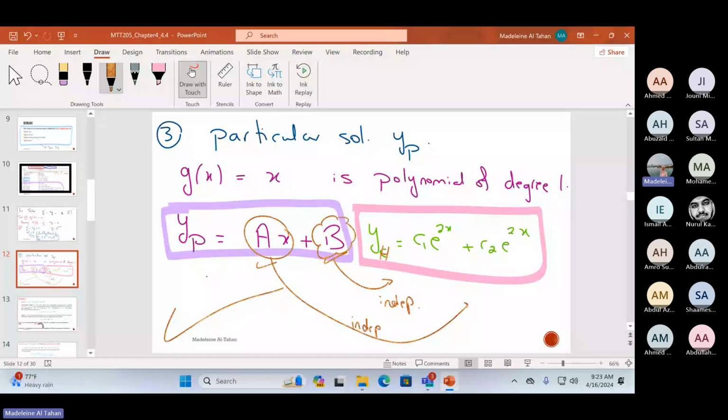I will give you an example when we are not okay with it, just to know the difference. But as a first step, choosing Yp as Ax plus b, are we okay with it? Why did we choose it as Ax plus b, miss? Who will remind us? Polynomial first degree. Perfect. g of x is a polynomial of first degree.